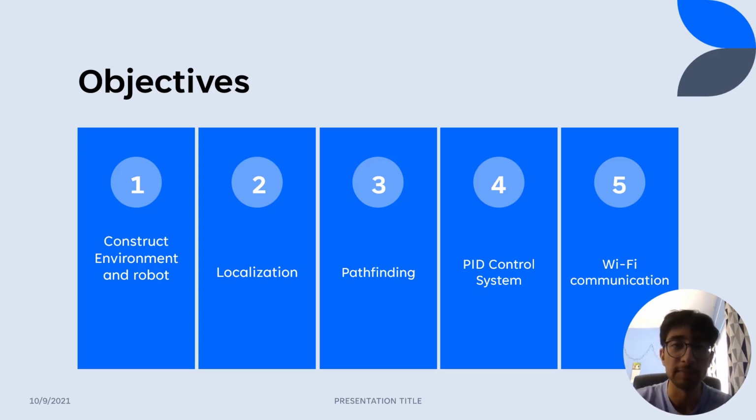The third objective was pathfinding. This is where I visualize all the information obtained from the camera in a pathfinding array displayed using the Pygame UI. I also implemented the A-star pathfinding algorithm. The fourth objective was developing a PID control system to manage the linear and angular velocity of the robot. The final objective was to transmit information to the robot over Wi-Fi using a local MQTT broker called Mosquitto, which I installed on my computer.